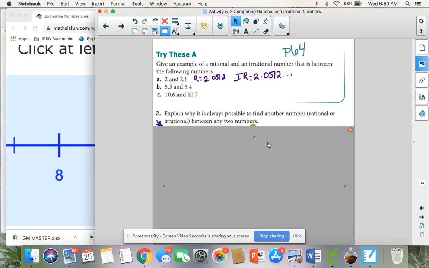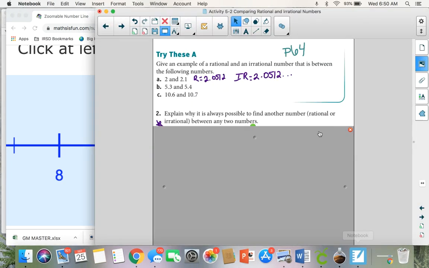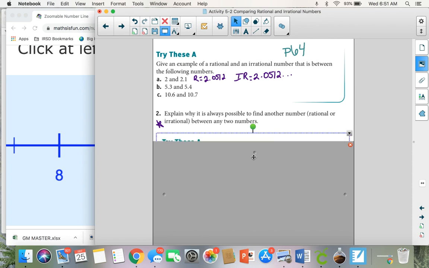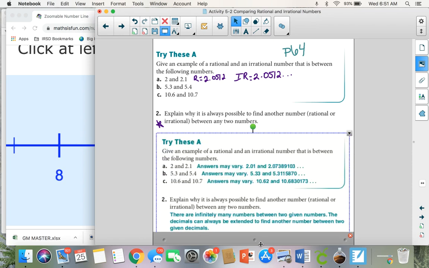Okay, so now we're going to go over those answers from the Try These A. Your answers may be different, but I want to make sure that you have answers down. If you don't have answers down, it is not beneficial for you to just copy down these answers. It is beneficial for you to understand this. This is not a grade, but you are responsible for this information later.